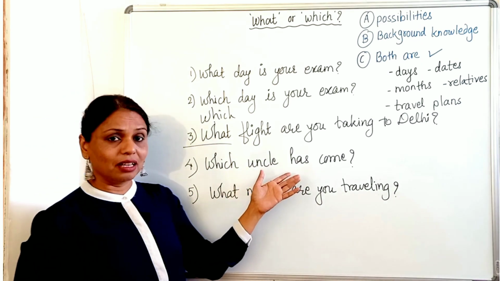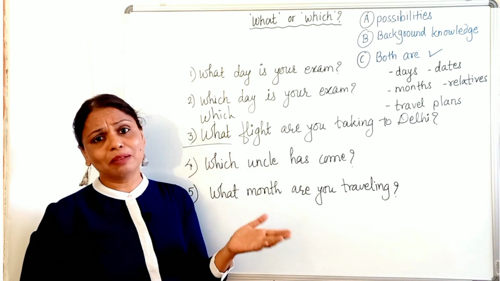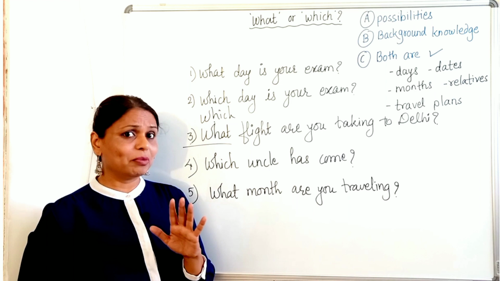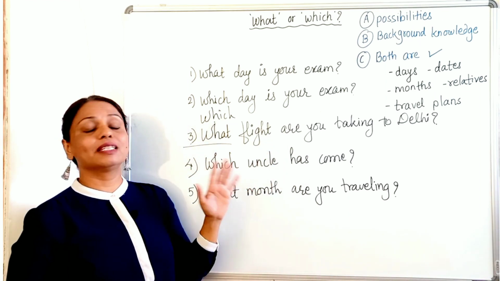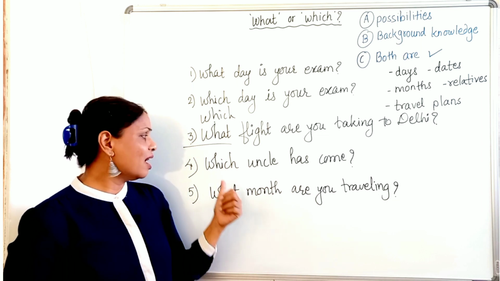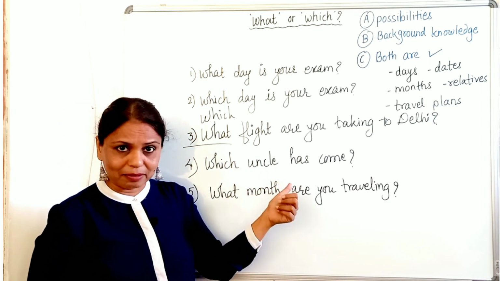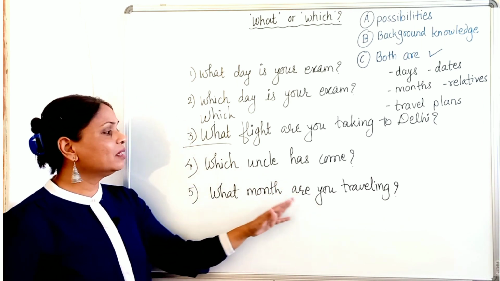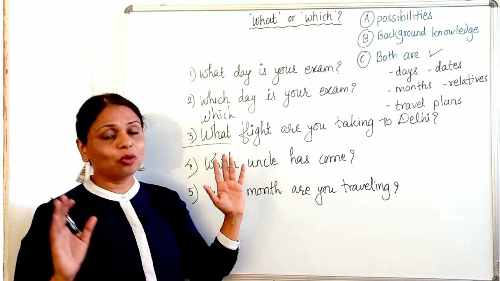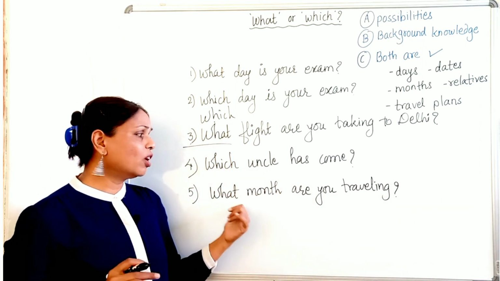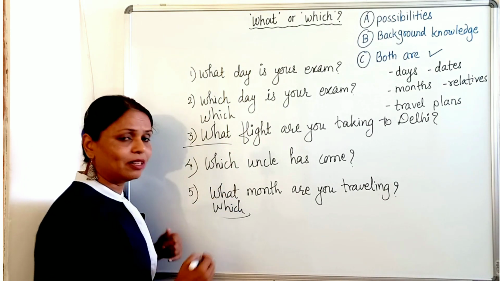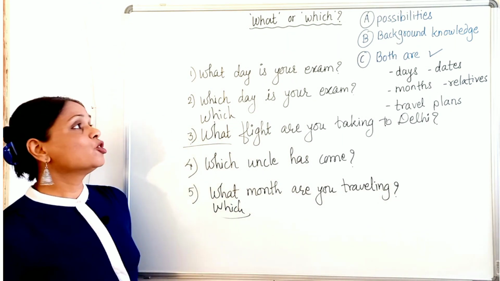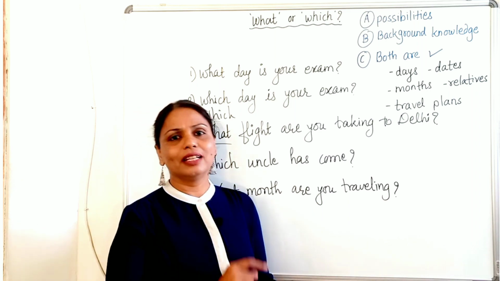Which uncle has come? Means you have a limited number of uncles. I hope everybody has a limited number of uncles, okay? Assuming that he or she has background knowledge of your family, asking which uncle has come, okay? What month are you traveling? There are only 12 months. So what month are you traveling or which month are you traveling? Both are correct. So let's have a quick recap.